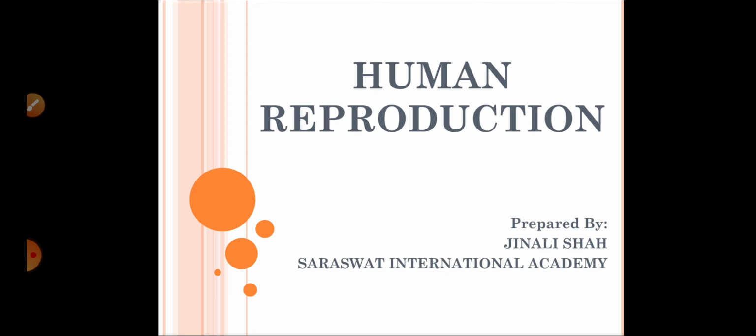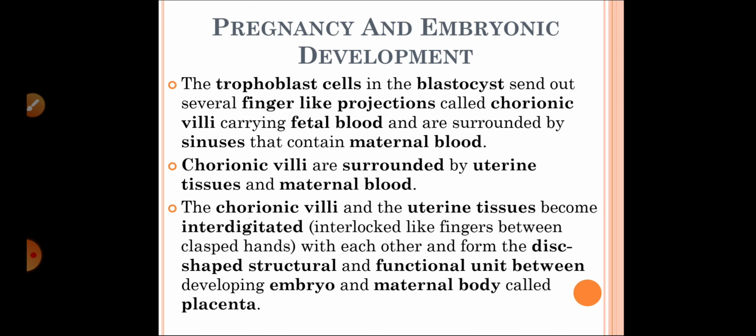Today we will begin with the last part of our chapter Human Reproduction. So in the previous lectures we have studied regarding the male reproductive system, female reproductive system, gametogenesis, that is formation of sperms through spermatogenesis, formation of the ovum through oogenesis. We have also studied menstrual cycle. We have studied regarding the process of fertilization and implantation in the females. Now today we will begin with the next part, that is pregnancy and the embryonic development.